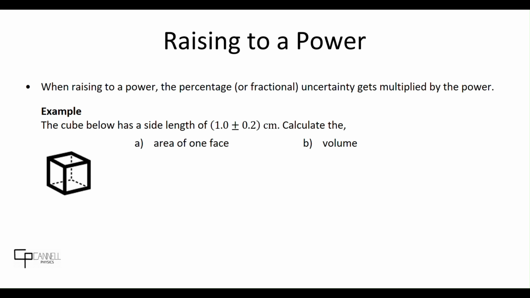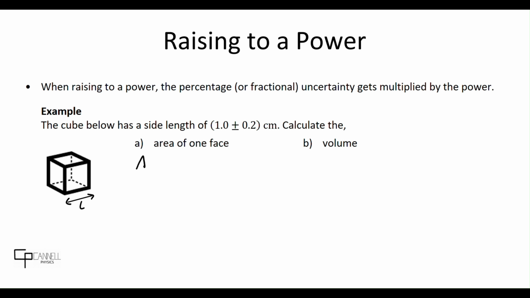The last rule for today is concerned with raising to a power. When raising to a power, the percentage or fractional uncertainty gets multiplied by the power. To show this rule in action, we're going to calculate the area of one face and the volume of a cube. And this cube has a side length of 1.0 plus or minus 0.2 centimeters. So I'm going to use a lowercase l to show the length of the cube.